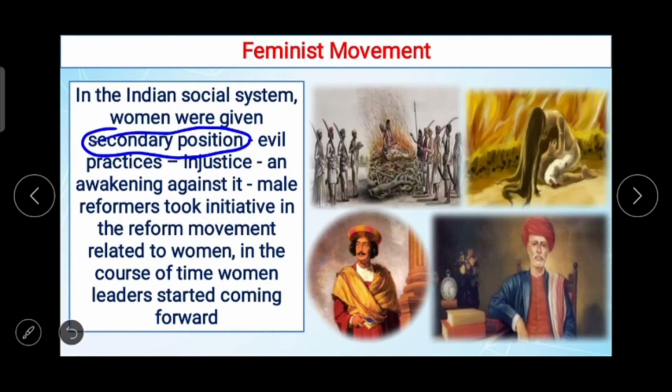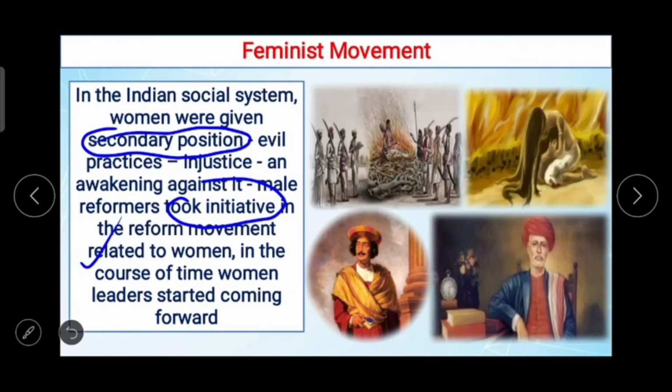Due to many evil practices, for example like sati pratha or kesh vapan, they were subjected to injustice, or bal vivaha is one of them, then not allowing widow marriages. But during the modern period there was an awakening against it. Some of the male reformers took initiative in the reform movement related to women, and in the course of time women leaders started coming forward, started asking for their rights, started writing material, started raising voice against their injustice.